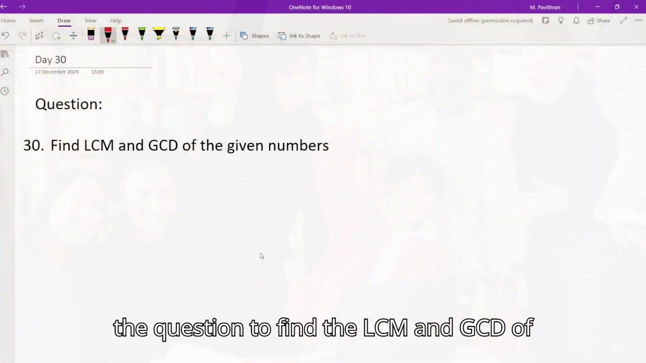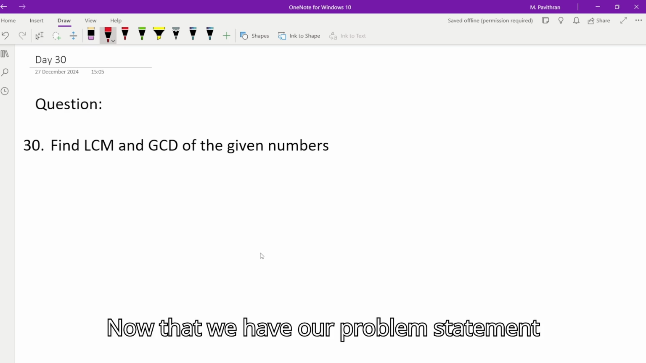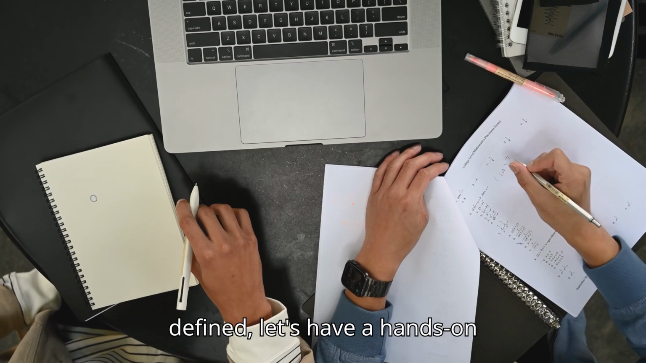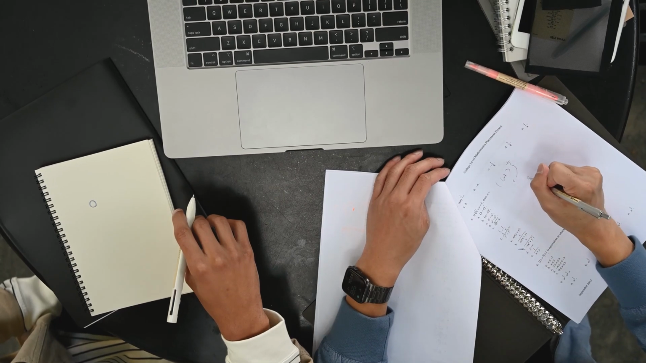Today we are challenged with a question to find the LCM and GCD of two given numbers. Now that we have our problem statement defined, let's have a hands-on experience.